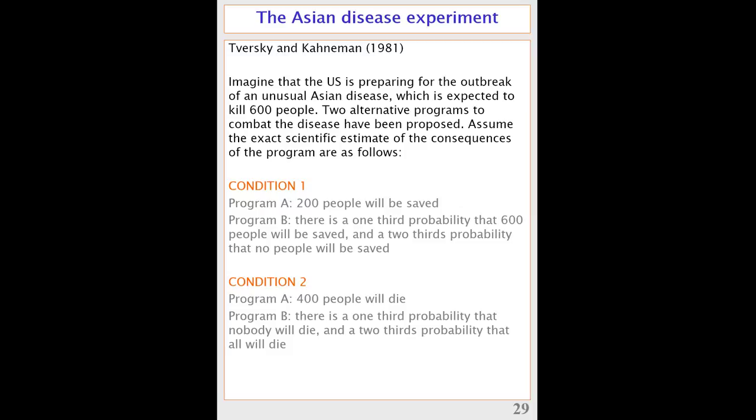Okay, the first thing to note is that in terms of the numbers, there is no difference between condition 1 and condition 2. So program A here, 200 will be saved. This is the same as saying that 400 people will die. Only one has the emphasis on living, and the other one has the emphasis on dying. And the same goes for B in both cases. So you shouldn't expect any difference in terms of preference for A or B. That shouldn't depend on the condition. So if I ask this to you or that to you, it shouldn't matter.